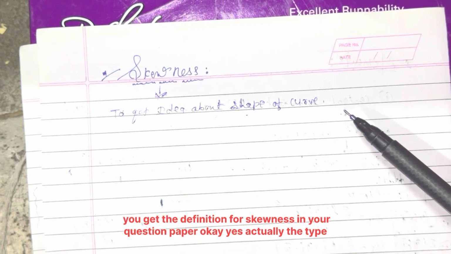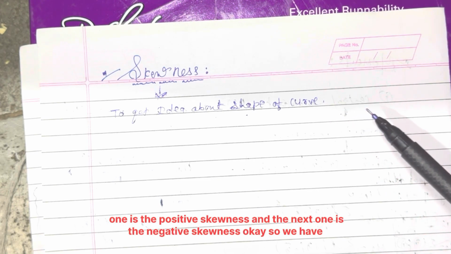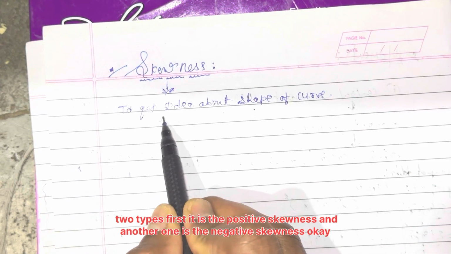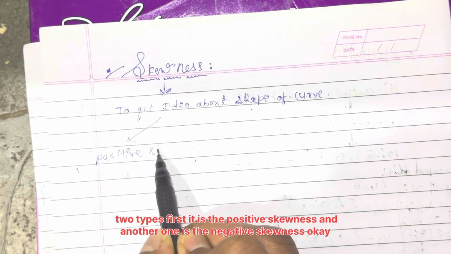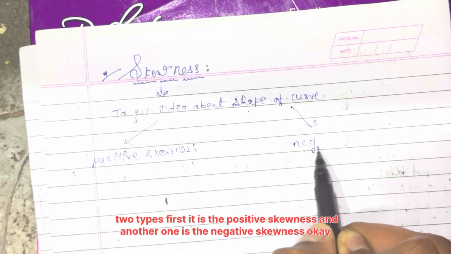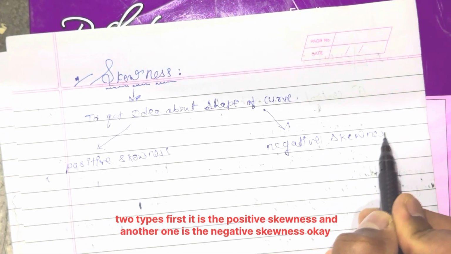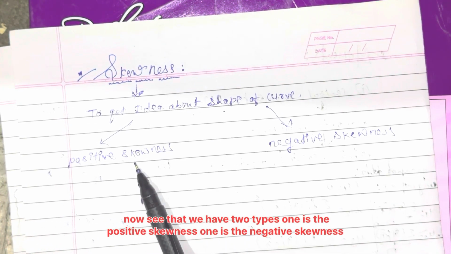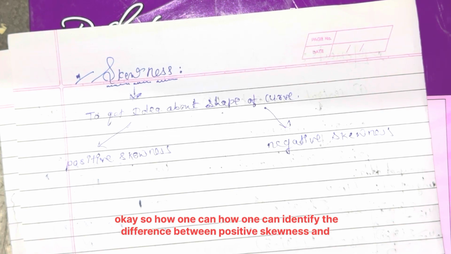Majorly, we have two types of skewness. One is positive skewness and the next one is negative skewness. First is positive skewness and another one is negative skewness. Now see, we have two types: one is positive skewness, one is negative skewness. So how can one identify the difference between positive and negative skewness?